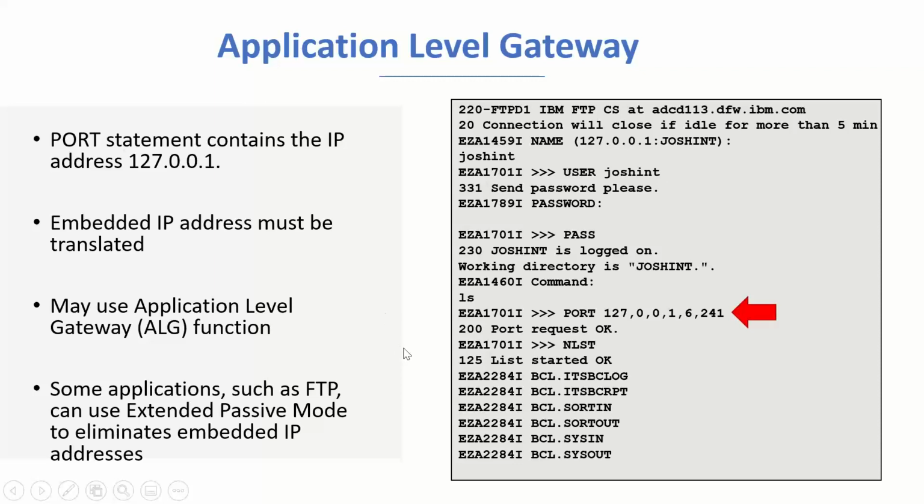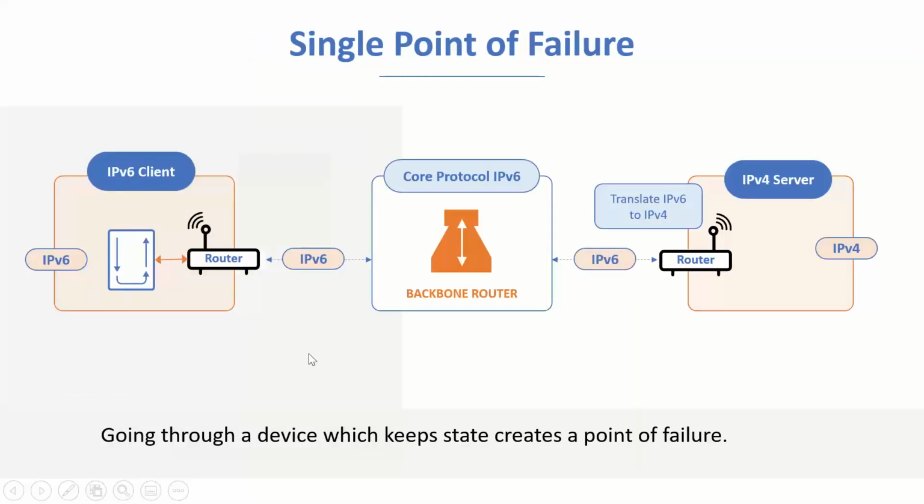And some applications, for example, FTP, have a facility. You do extended passive mode, and that eliminates embedded IP addresses. But if you've got other applications, possibly your own, you've got to think about this. That whole thing of embedding IPv4 or just IP addresses, it will catch you in a number of different ways. And as I say, we'll do a whole slideshow, a presentation, and then a survey on this whole area to see what people are doing.